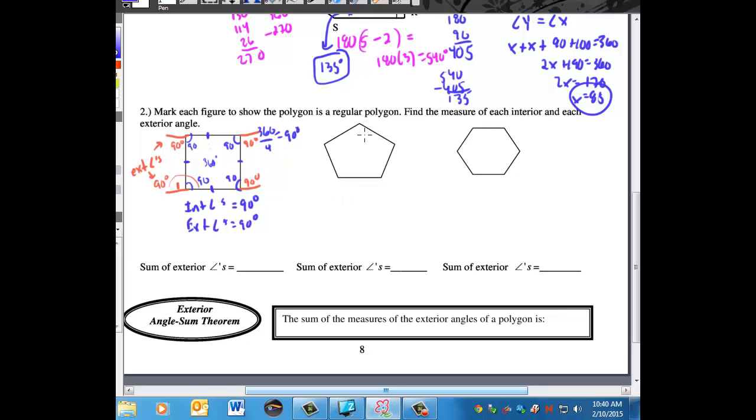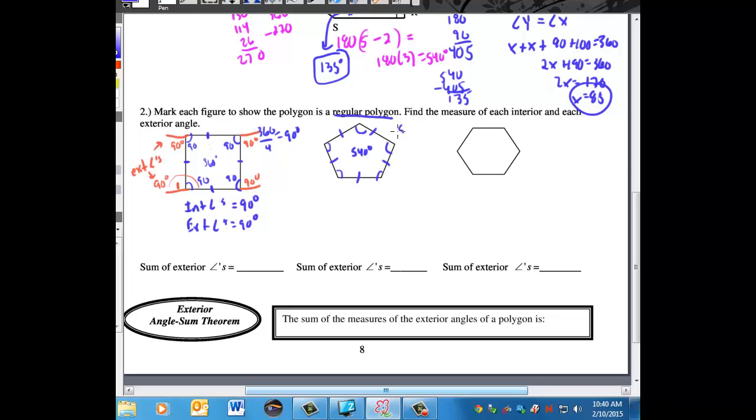Next shape is a pentagon. We have 540 degrees total. All sides and all angles are each congruent. Now again, this is a regular polygon. Okay, so the only reason why we're allowed to make these marks is that we're told, it's given to us, that these polygons are in fact regular. So all angles are the same. We'll put a single mark showing all angles are the same.